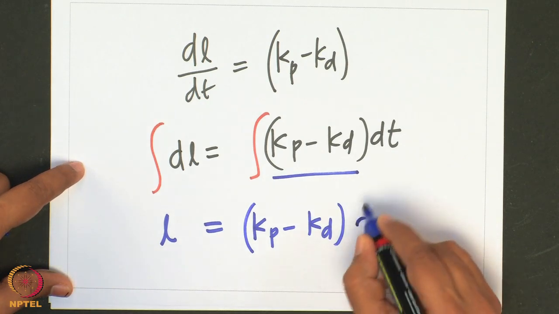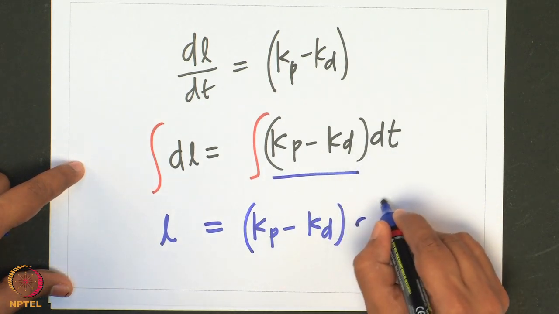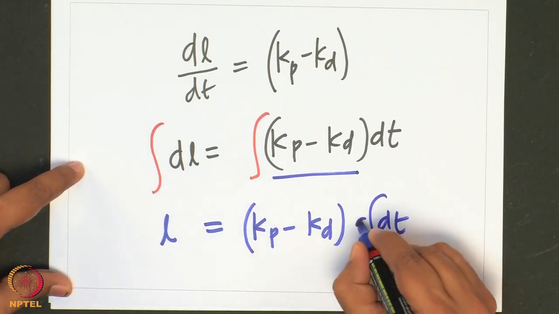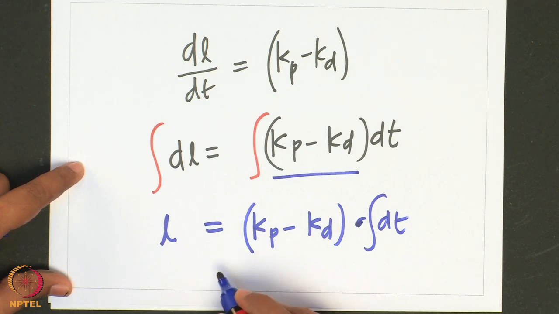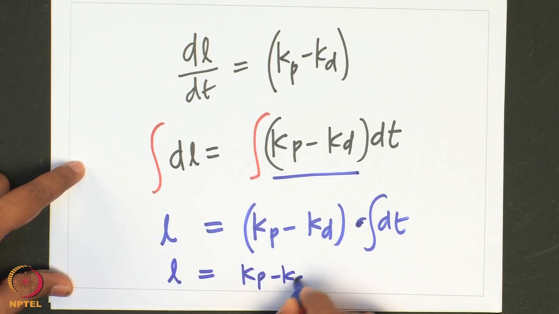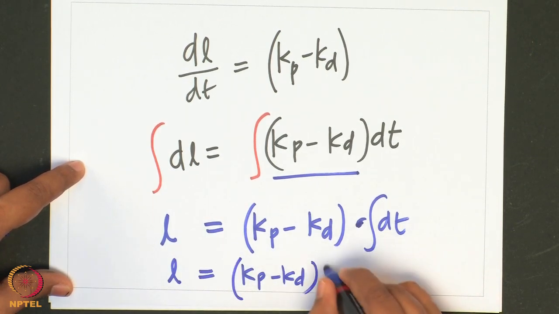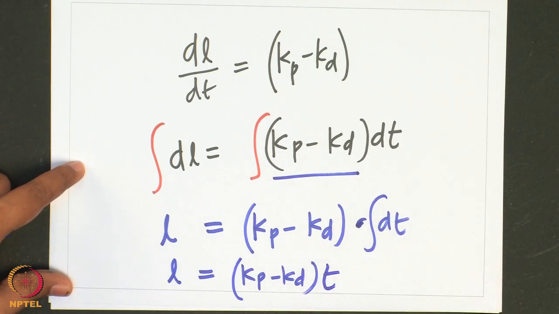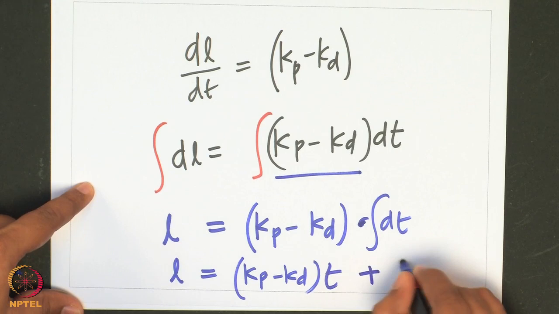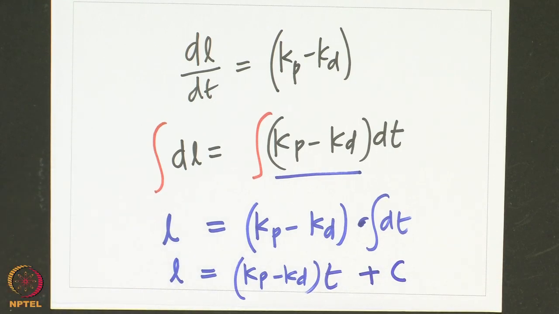and the integral of dt is what I have. So L is equal to kp minus kd times the integral of dt, which is t. But this is not enough, I have to know an extra constant. So that constant I would put as c. So, kp minus kd times t plus c.